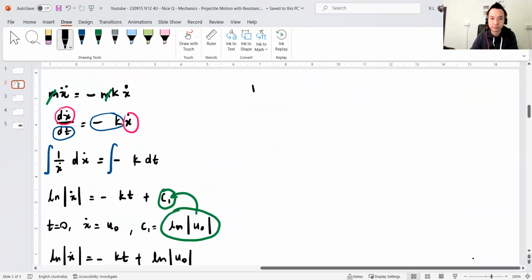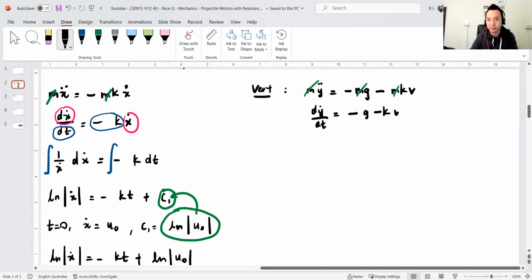Let's go vertical, right? So vertical, it's the same deal. MA in this case equals, normally it's negative mg for gravity, but now I've got negative mg, and then I've got resistance as well, negative mkv. Let me just quickly check that. Perfect start. Right, delete all the m's. And there I have my equation of motion. In terms of acceleration, I'll replace it in the same step, make that dv dt or y dot, right? So that's velocity for y, minus kv.